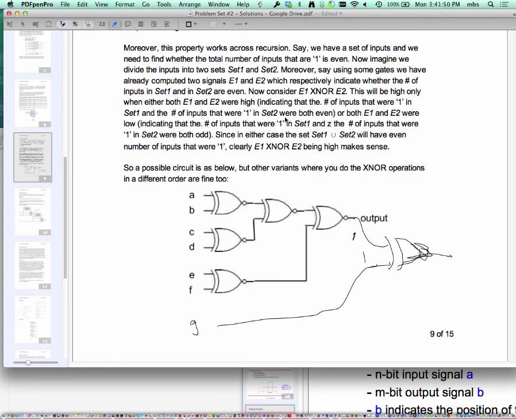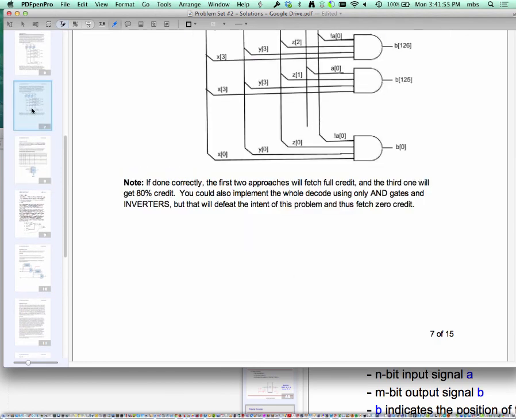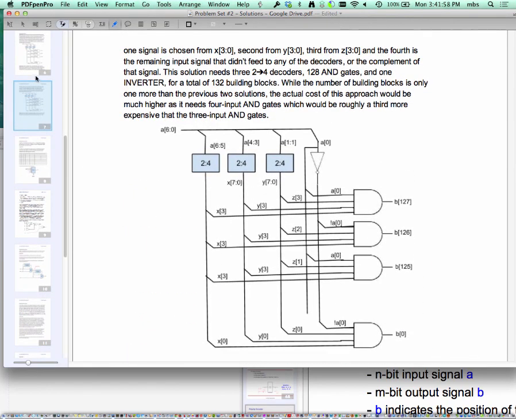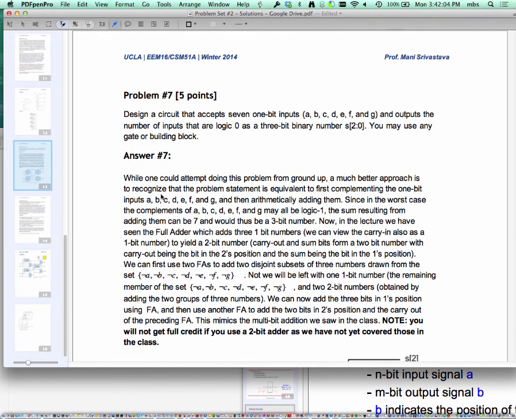Okay, so let's look at, we have another 8-9 minutes. Yeah, this is the other problem I wanted to cover. So design a circuit that accepts 7 1-bit inputs A, B, C, D, E, F, and G, and it is going to output howsoever many of them are 0. So for example, if A, B, and C are 0 and D, E, F, and G are 1, then this guy should output 3 because 3 of them are 0.